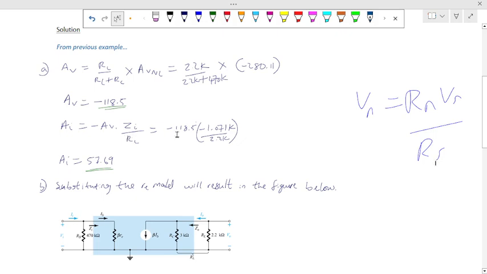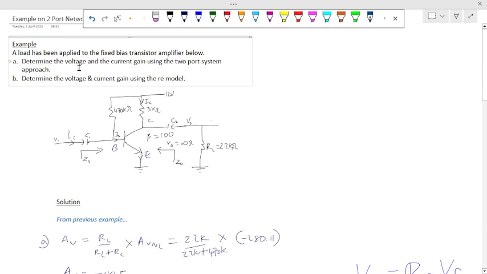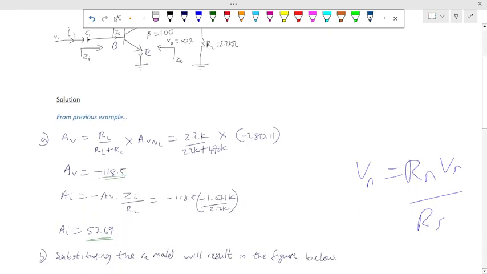We solved this in, I think, the previous slide just now, how to get this. So all we have to do is substitute in the values. This guy will bring this here, and then we'll plug in these values, and you have your current gain. Okay, so substituting the RE model will result in the figure below. Note that the question says we should determine the voltage and current gain using the two-port system approach, which we have just done in the A part.